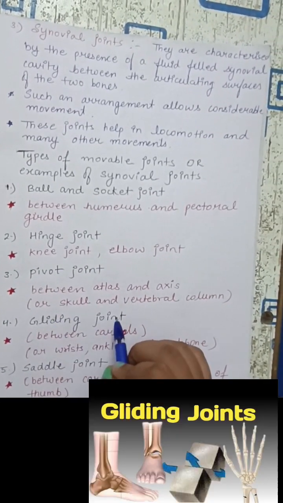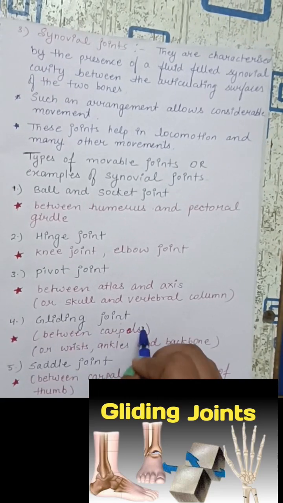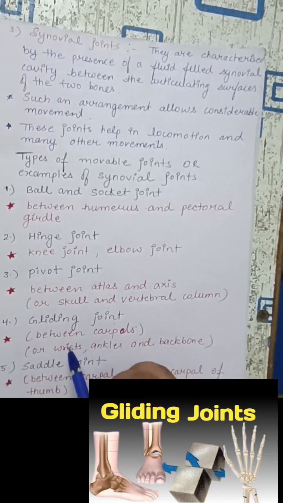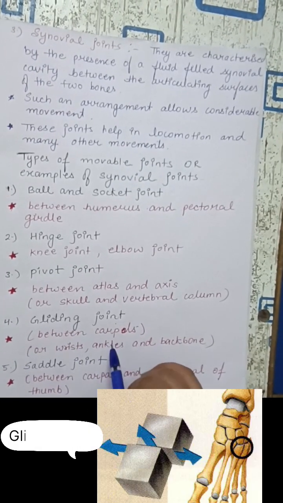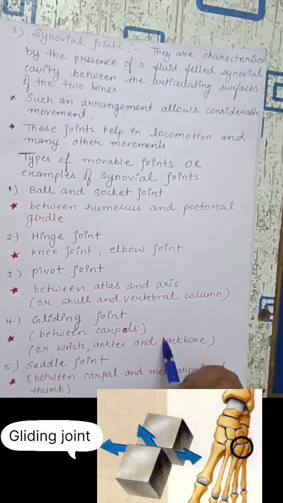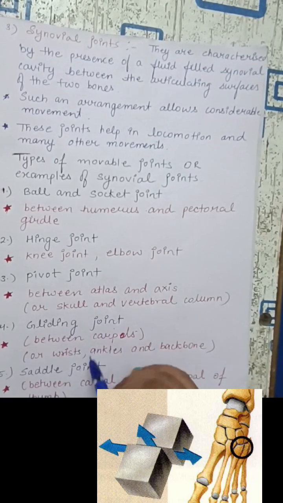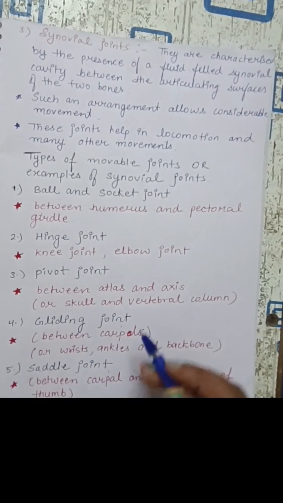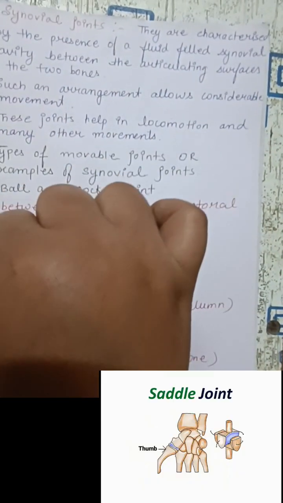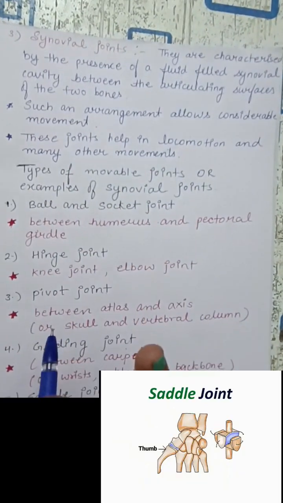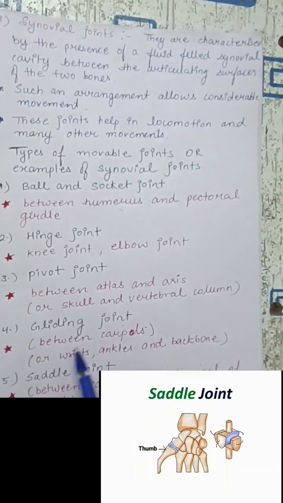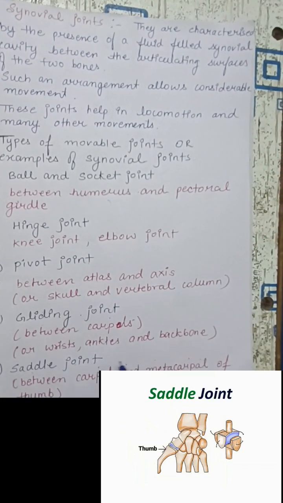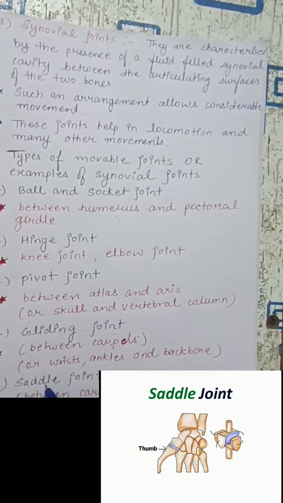Now next is the gliding joint. A gliding joint is there between the carpals, in our hand, wrist and ankles. Carpal bones are there, and in the backbone a gliding joint is there. And the last one is the saddle joint. A saddle joint is between carpals and metacarpal. See, in our hand here are the carpals, then the metacarpals, and these are the phalanges. Between the carpals there is a gliding joint, and between the carpus and metacarpal there is a saddle joint.